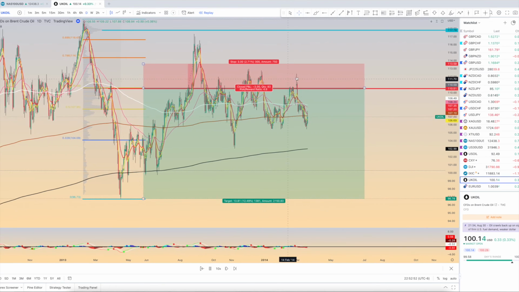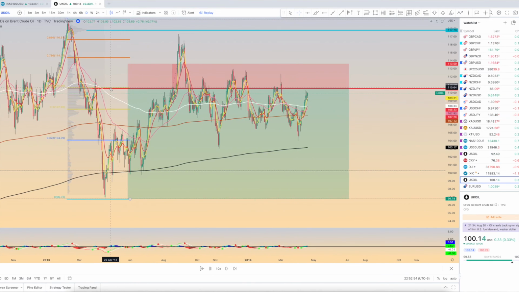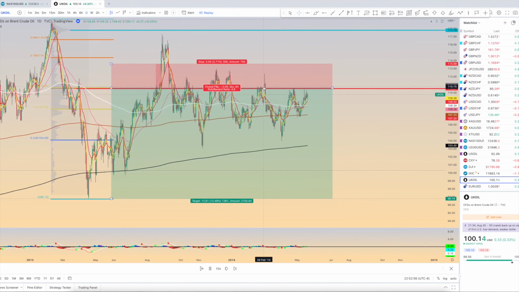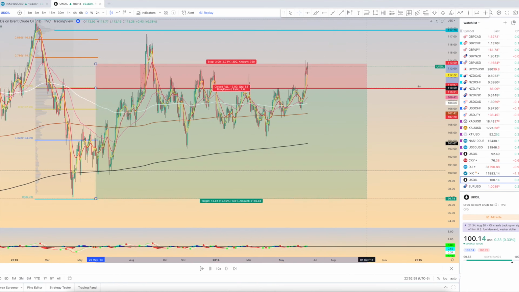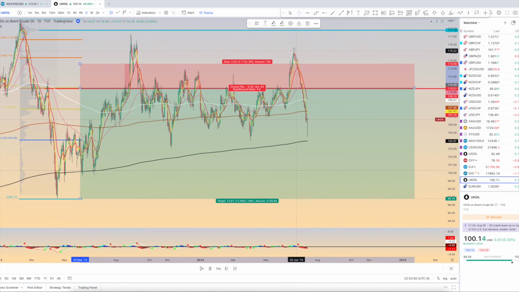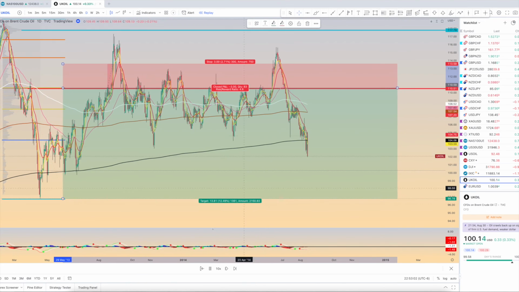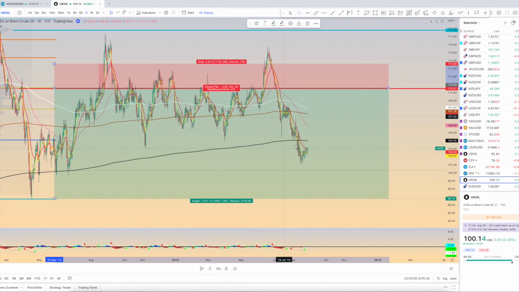Right? Look how valid this area becomes. Point of control 618. Everything's hovering around there. Right? And it just, okay. So there we go. Broke that area once again. Okay. So now it's finally dropping.